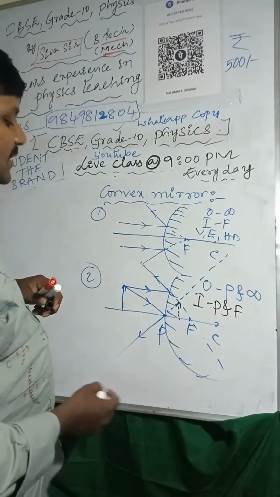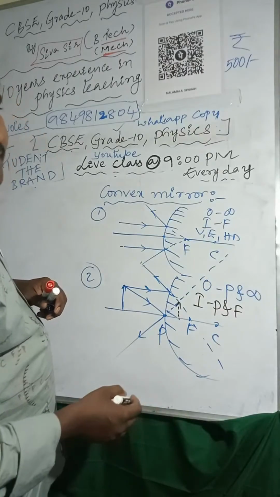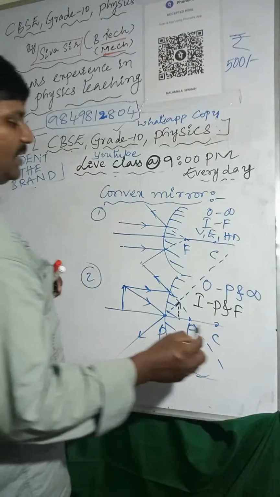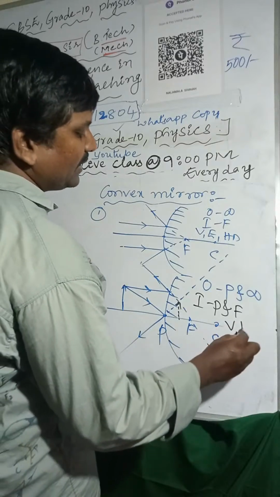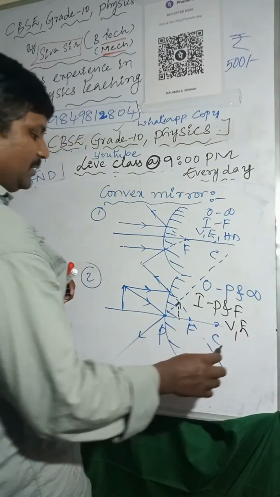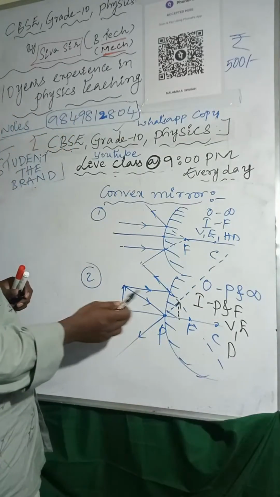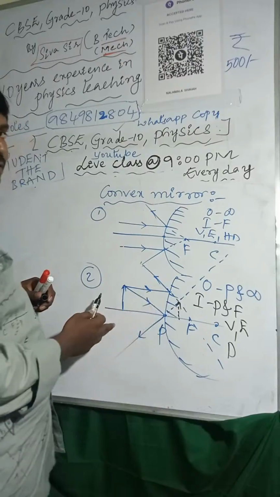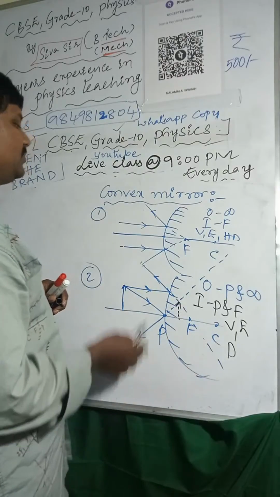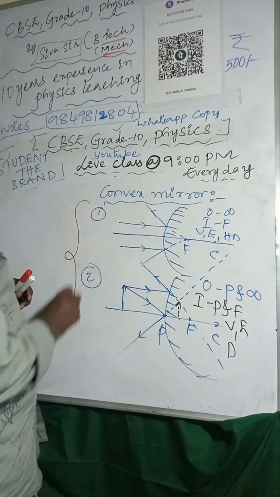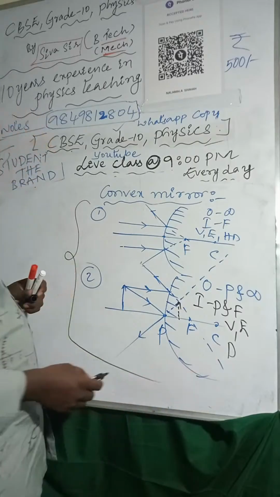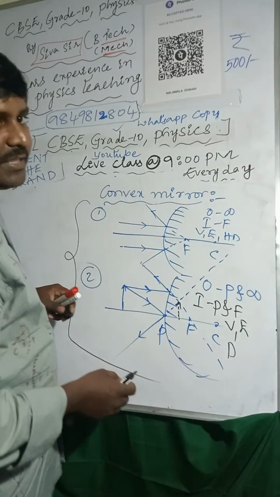Nature of the image. What is the nature of the image? Virtual, erect and diminished. Compared to the object, the image size is decreased. So that's why I'm considering this the convex mirror. These two are the convex mirrors.